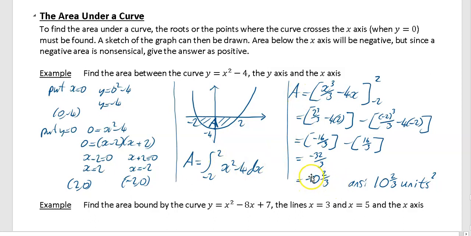If your area is negative, as it should have been in this case, because it was underneath the graph, just convert that to positive because you want a positive answer as its area, and area is always positive.